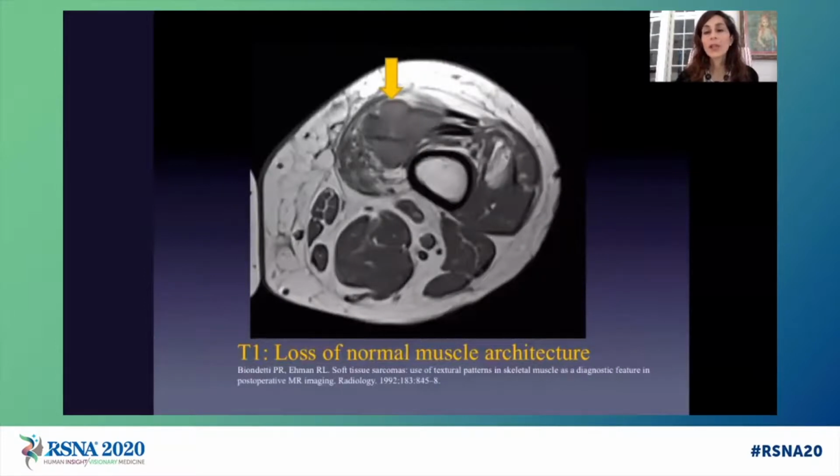On T1 imaging, there is a sign that has been described to identify recurrence, and that's loss of normal muscle architecture. In these other normal muscles, we see some marbling of the muscle as expected for usual architecture, but in the area of recurrence denoted by the arrow, you see the mass-like area and loss of normal architecture.